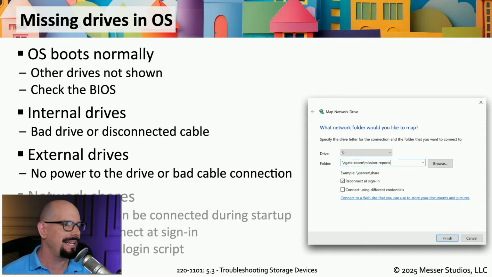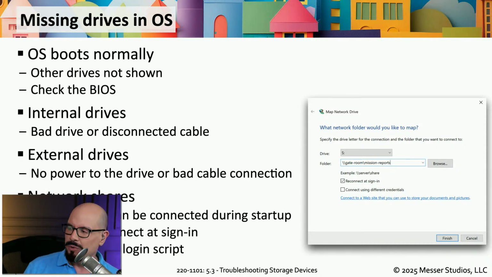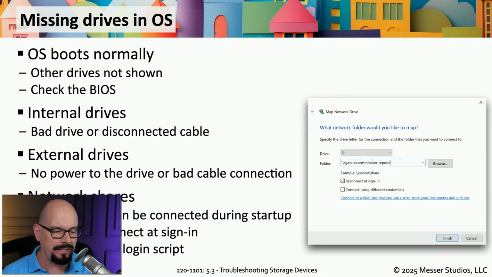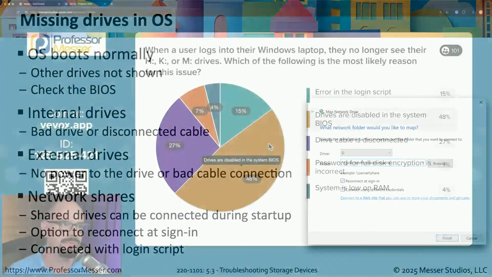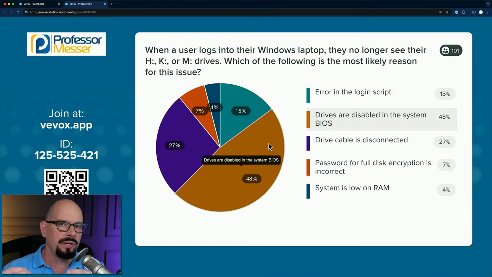And the one you probably can't see because my head's in the way, it says network shares. Share drives can be connected during startup. That's interesting. Here's a better view of it. So there is an option to reconnect it, sign in, or how most places will do this, they will connect it with a login script. That is the way that they connect these systems together. When you log into your system, a script runs that will connect you to network drives that are located elsewhere. There's a separate network server somewhere, probably multiple network servers, and you're connecting to a Windows share.